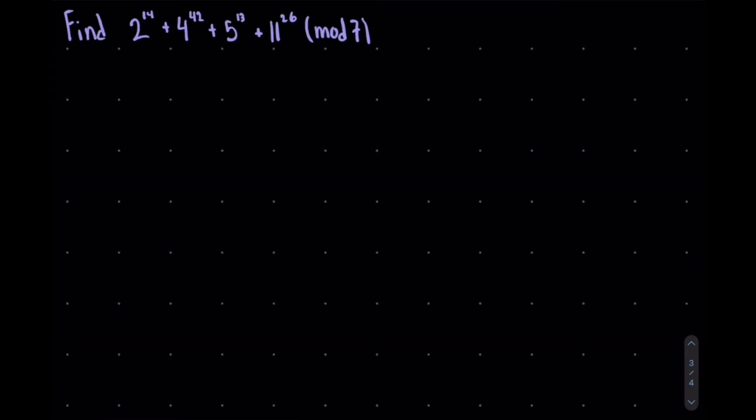Our next example is asking to find what is 2 to the power of 14 plus 4 to the power of 42 plus 5 to the power of 13 plus 11 to the power of 26 modulo 7. Once again, at first glance, this problem seems really difficult to solve. However, with Fermat's little theorem, we could take it apart piece by piece. Our strategy here is going to be to try to use Fermat's little theorem for each of the elements in this question, and then bring that all together to make a simplified equation.